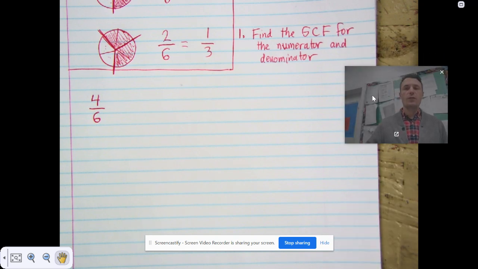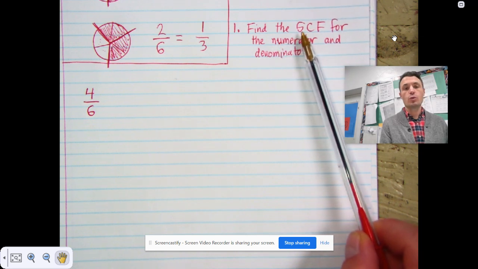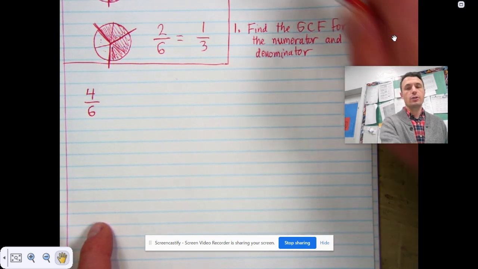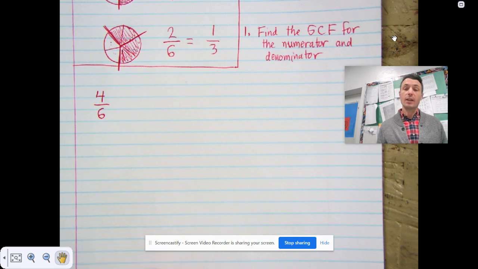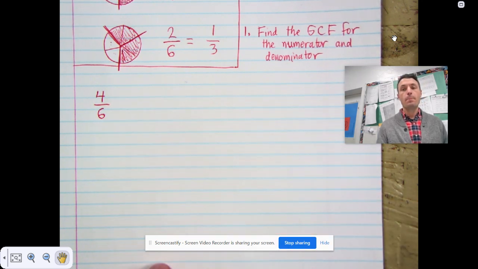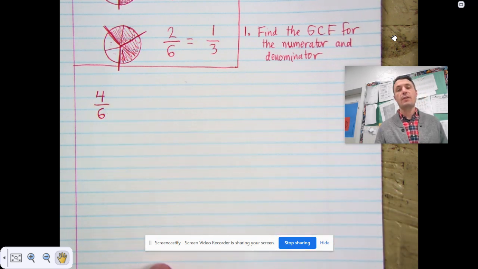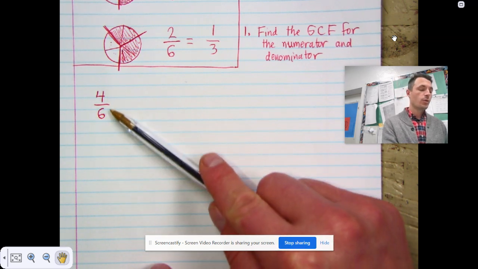Find the GCF for the numerator and denominator. Remember, GCF stands for greatest common factor. So that's the biggest number that's a factor common to both 4 and 6. The biggest number that 4 and 6 have in common as a factor.